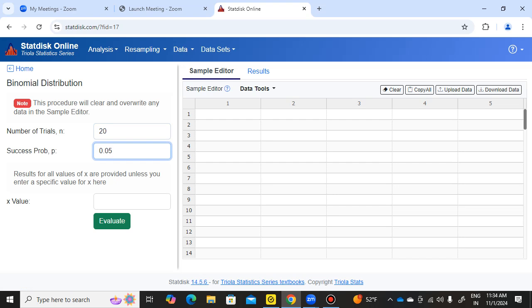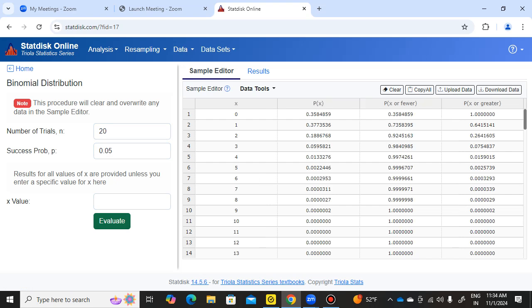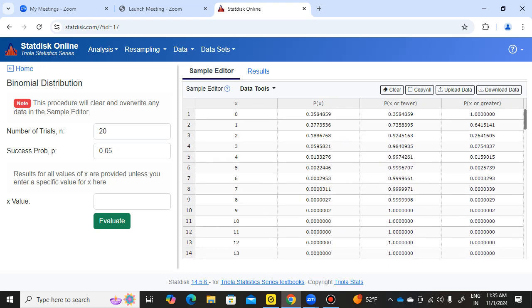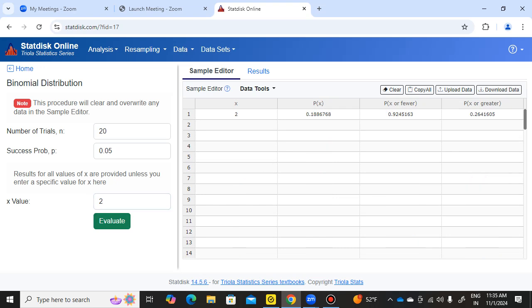And then for the x value, we can look at these different values, but we don't have to put anything in here if we don't want to. I'll show you what I mean. If we hit evaluate, it's going to give us all possible values of x, from 0 all the way down to 20. If we want a specific one, like let's say 2, we put in 2, it'll give us just that line. And then we can always take it out or change it to find the next line.